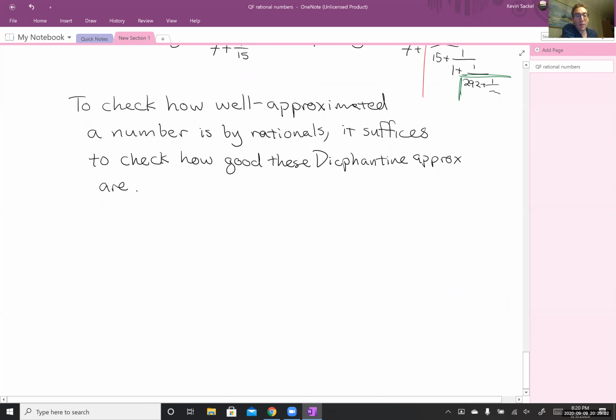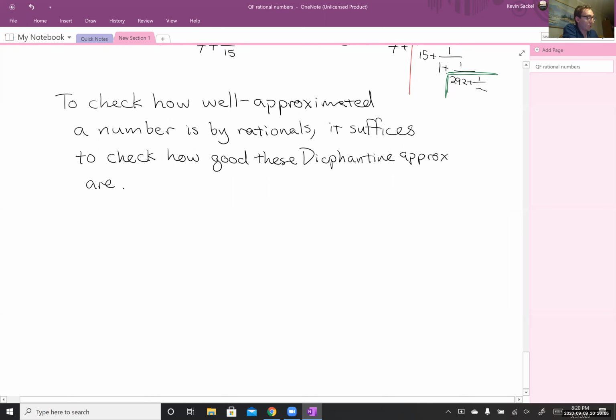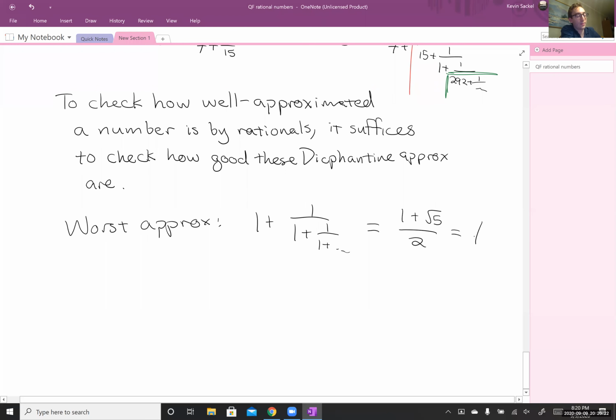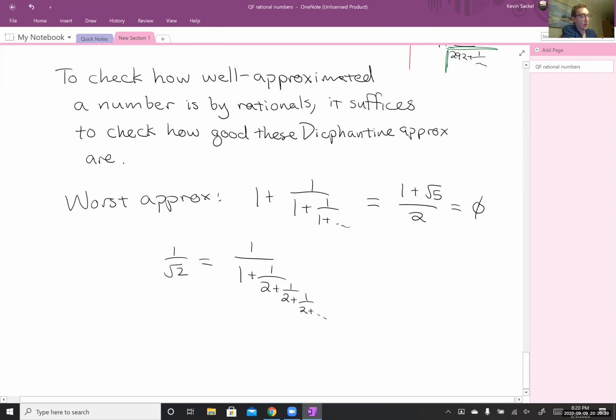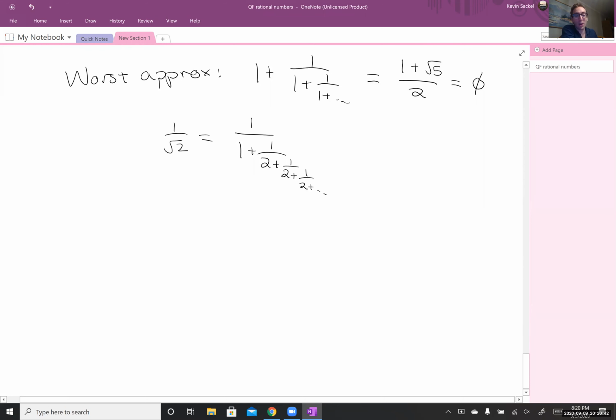And Joy points out exactly what my next point was, which is that the worst approximated number would be 1 plus 1 over 1 plus 1 over 1, and so on. And that is 1 plus the square root of 5 over 2, which is the golden ratio. And 1 over square root of 2 that we used before, which we said was poorly approximated, is 1 over 1 plus 1 over 2 plus 1 over 2 plus 1 over 2, and so on. So it has a lot of 2's in it, so it's not particularly well approximated.